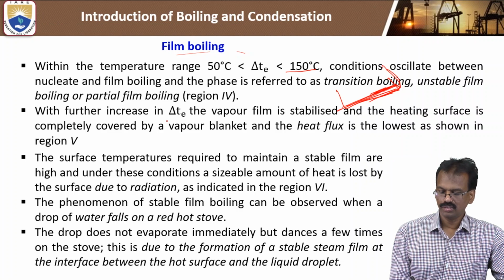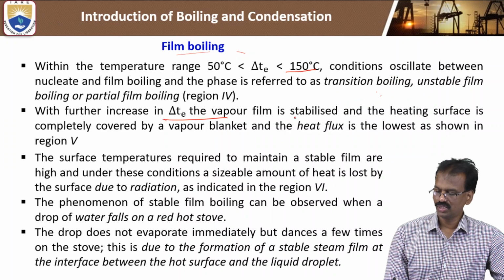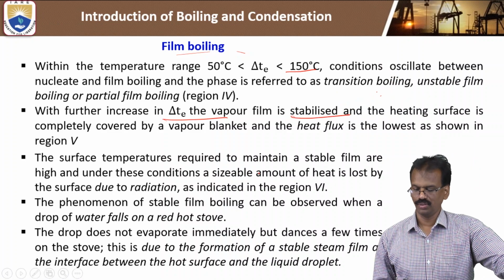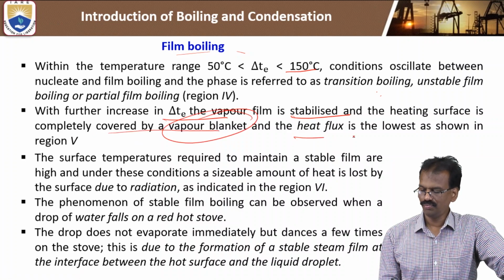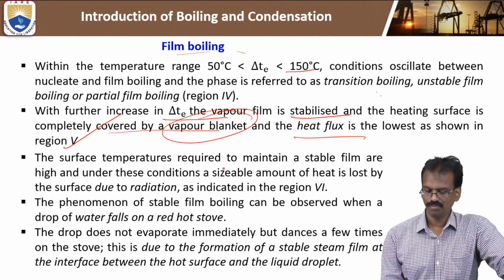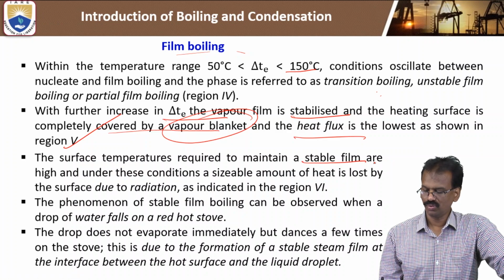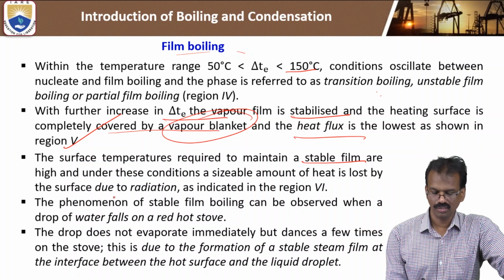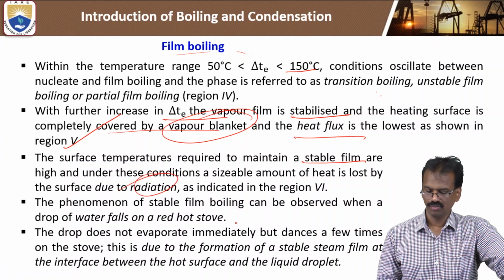With further increase of delta T, the vapor film is stabilized. The heating surface is completely covered by vapor blankets, and the heat flux is the lowest, as shown in the figure. The surface temperature required to maintain a stable film is high. Under this condition, a sizable amount of heat is lost by the surface due to radiation. So due to radiation, the heat transfer will increase.